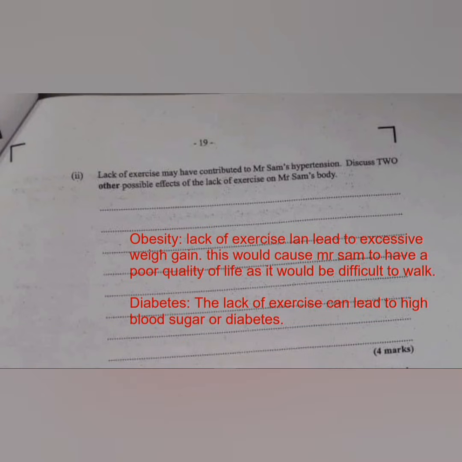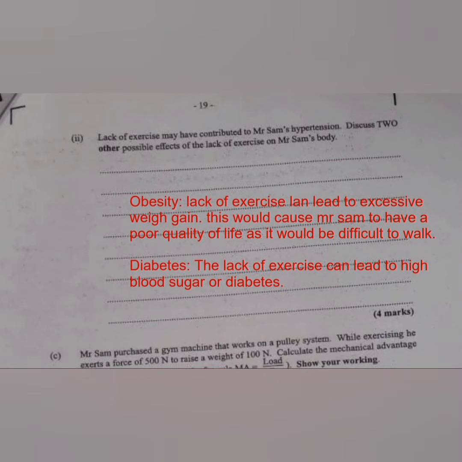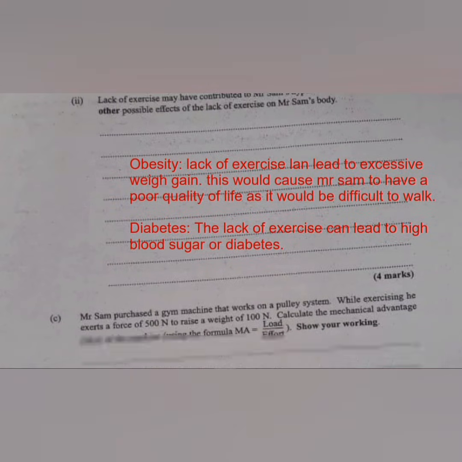The second one I have is diabetes. The lack of exercise can also lead to high blood sugar or diabetes. You talk about the fact that he may be on insulin for the rest of his life. He may be dependent on this medication. He can have amputations if his diabetes gets to a point where the sugar crystallizes in his limbs, usually the foot. So you discuss these effects that may occur as a result of lack of exercise. Next question.